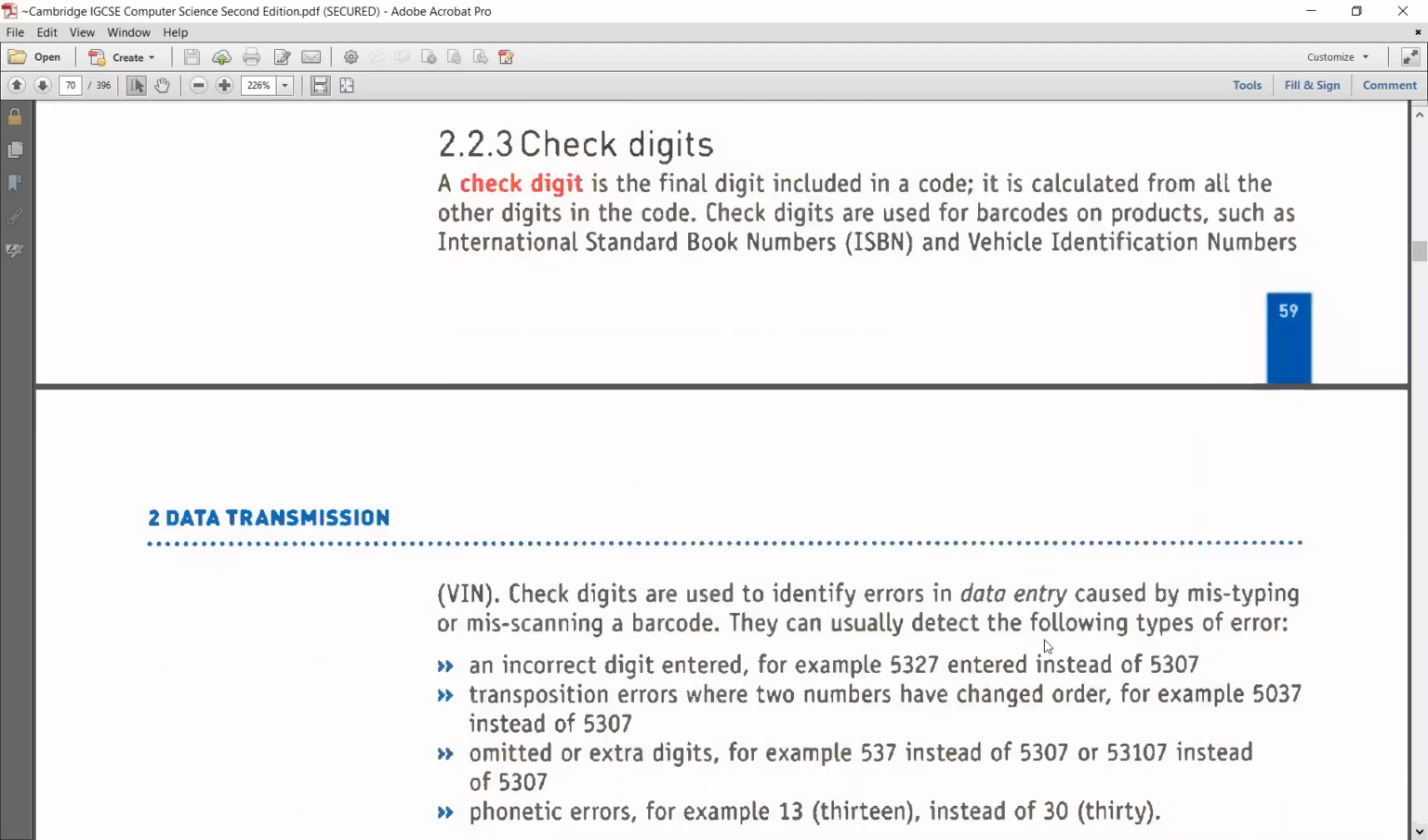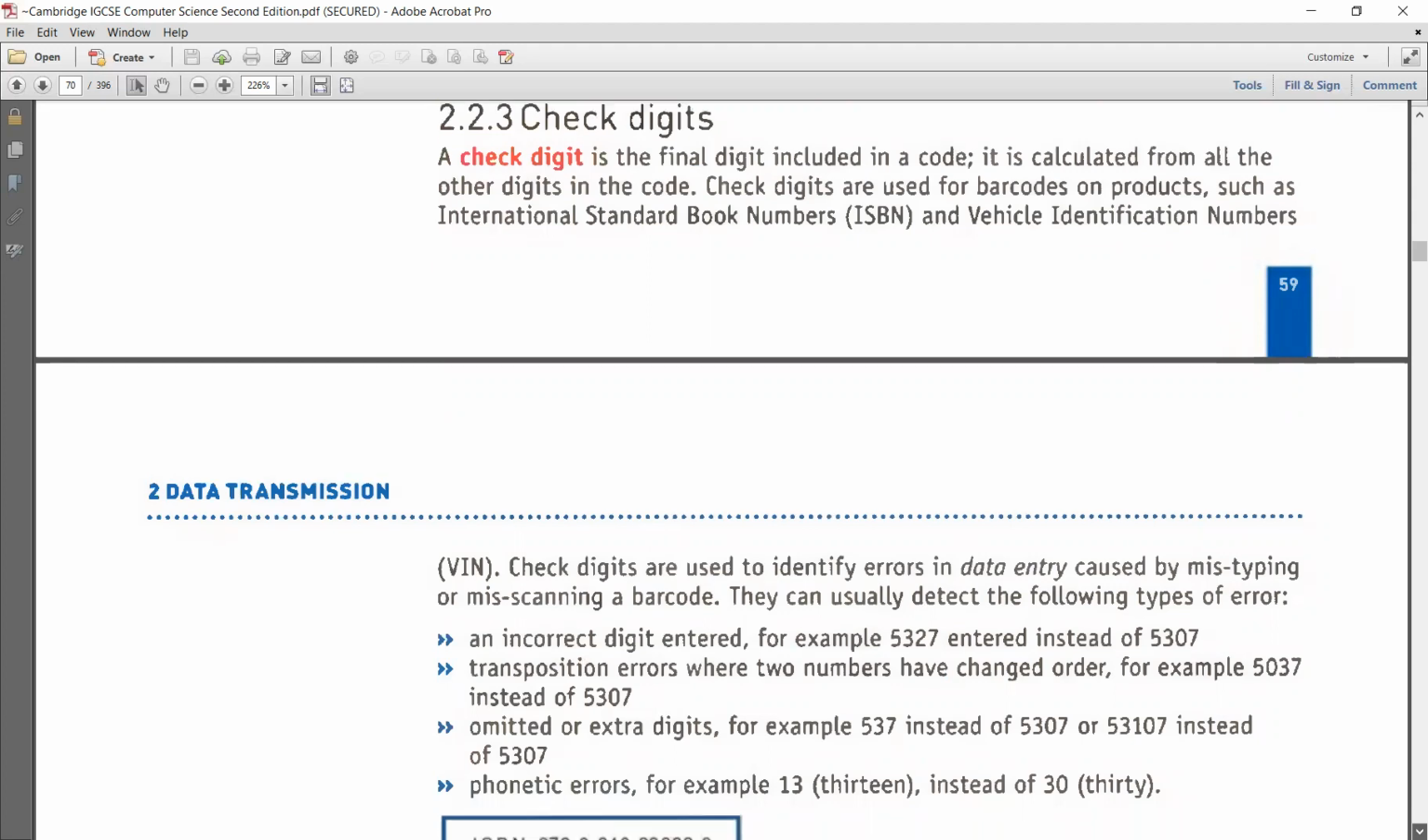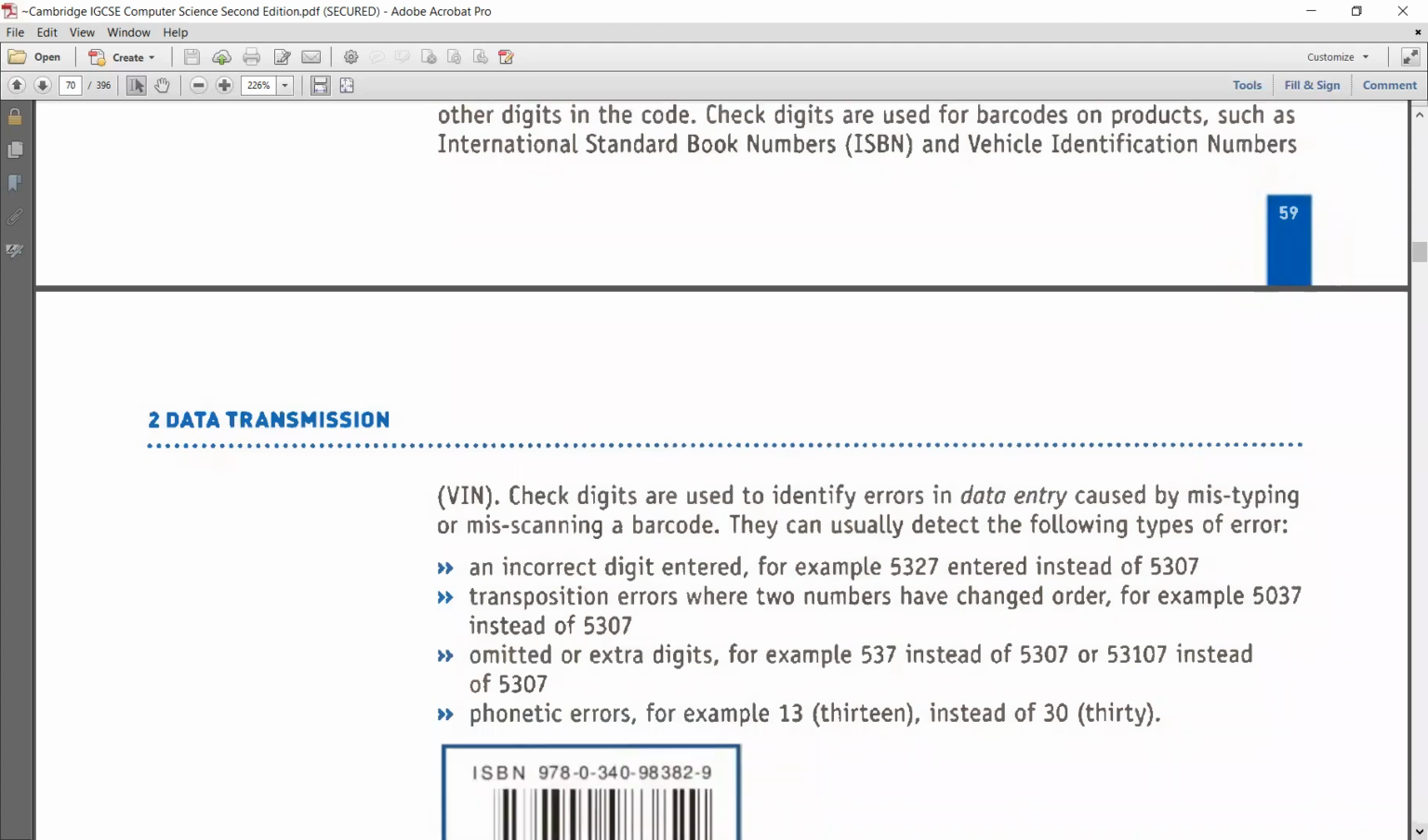And then we have check digit calculation. What you need to know is what a check digit is, and in which scenarios a check digit is going to detect errors. The four scenarios: an incorrect digit being entered. You can mention any example, but the example should go with the definition that an incorrect digit is being entered.